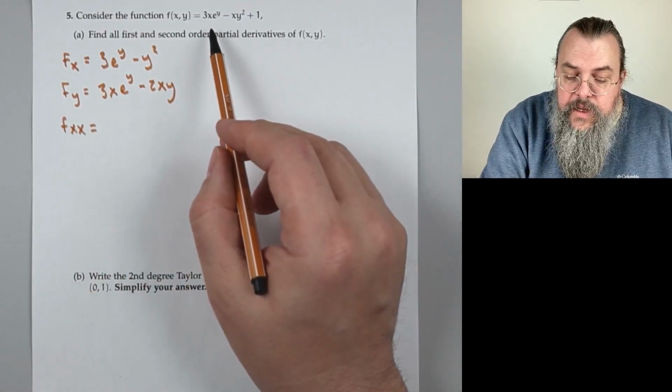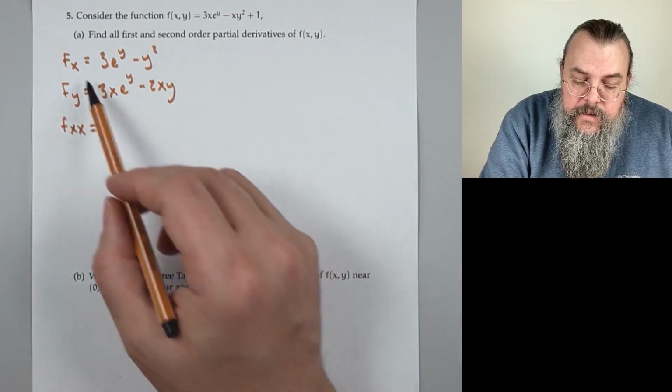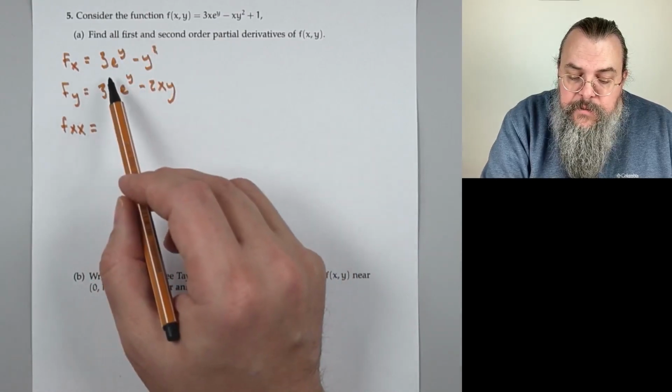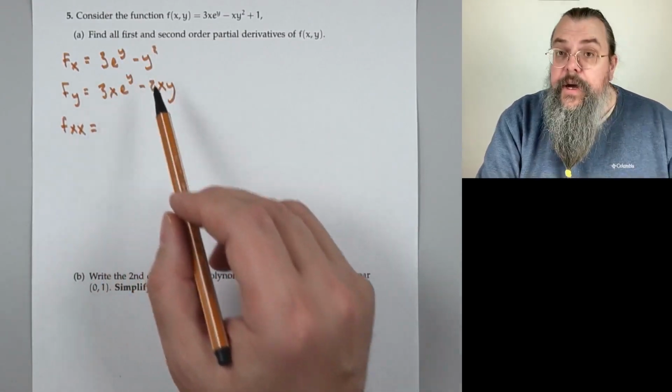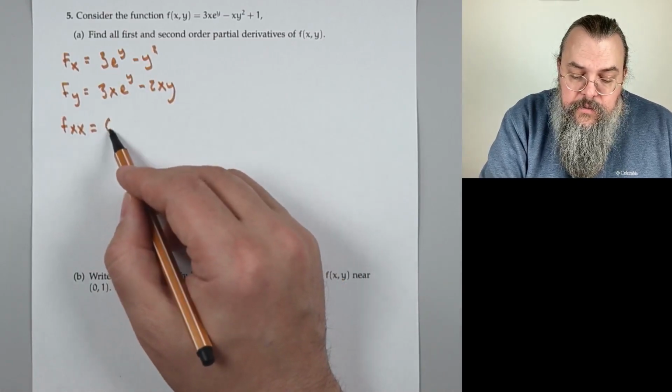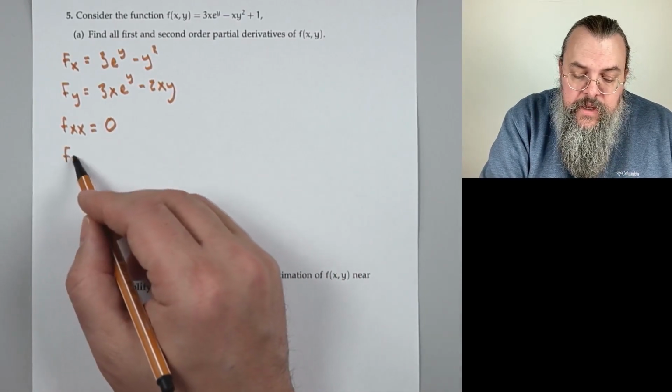fxx is, well, okay, we come up to f sub x, take the derivative with respect to x. Well, there are no x's, so it's 0. Well, that was really fast.